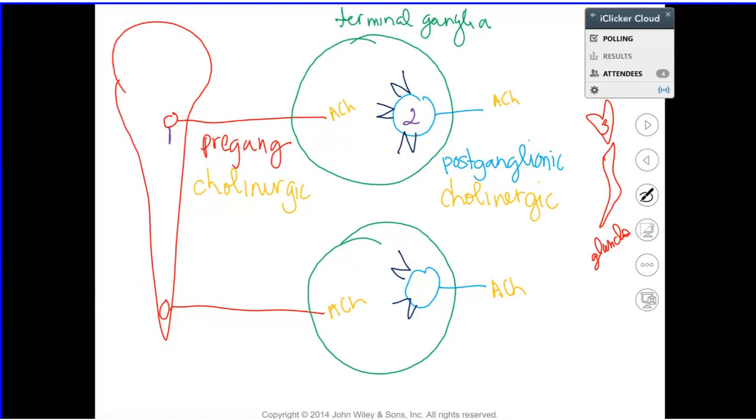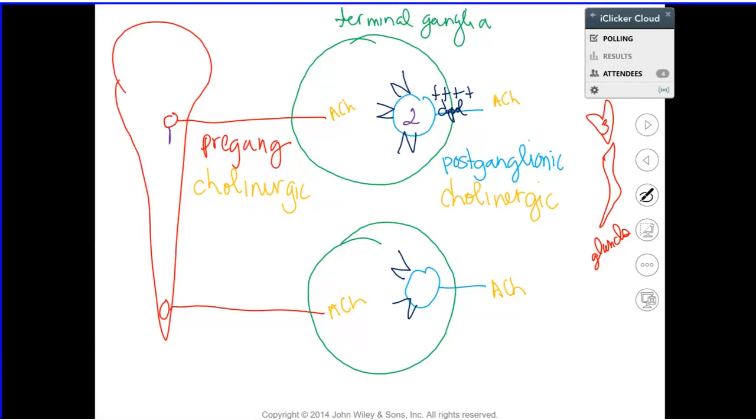Now, those nicotinic receptors, when they attach to ACH, the ACH is going to open them. Are we going to want that second neuron to fire or to inhibit? So is that depolarization or hyper? So we want the second neuron to always fire. So we always want depolarization. And that means the second neuron is going to release ACH.